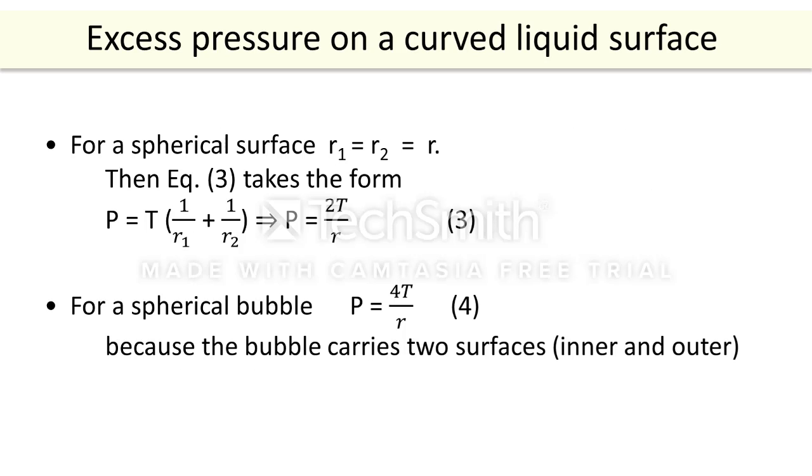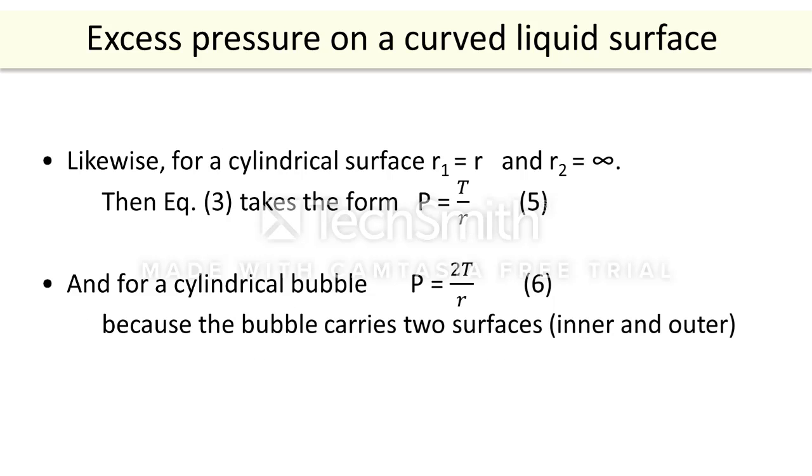For a spherical surface, R1 is equal to R2, which is equal to R. Then equation 3 takes the form P is equal to T times 1 over R1 plus 1 over R2. This implies pressure P is equal to 2T by R. For a spherical bubble, P is equal to 4T by R, because the bubble carries two surfaces, that is the inner and the outer surface. Likewise, for a cylindrical surface, R1 is equal to R and R2 is equal to infinity. Then equation 3 takes the form P is equal to T by R. And for a cylindrical bubble, P is equal to 2T by R, because the bubble carries two surfaces, inner and outer.